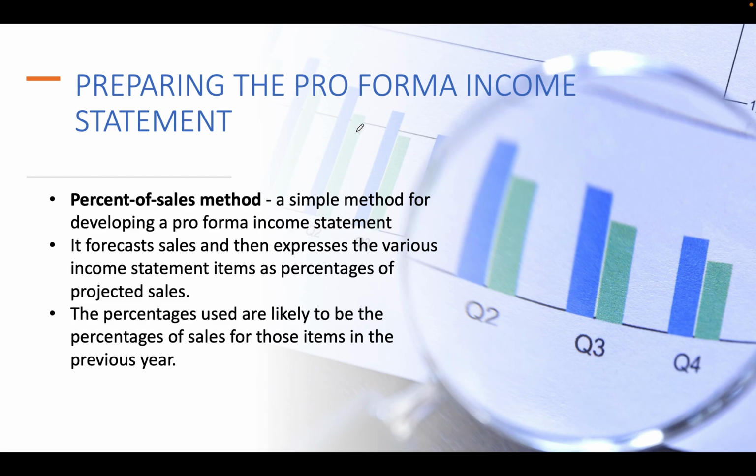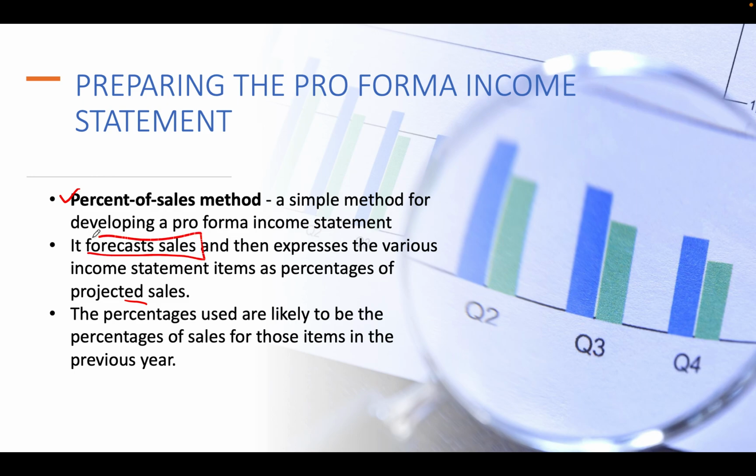Okay. So sekarang we want to prepare the pro forma income statement menggunakan percent of sales method. Percent of sales method ni kita melihat kepada berapa peratusankah sales tu meningkat, dan item-item lain tu berubah berdasarkan kepada percentage sales tersebut. Okay. It forecasts sales and then expresses the various income statement items as percentage of projected sales.